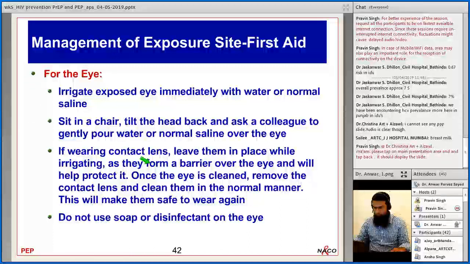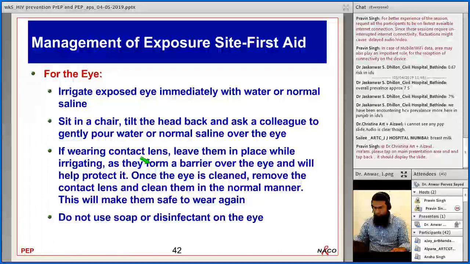Sit in the chair, tilt the head back, and ask the colleague to gently pour the water or normal saline over the eye. If wearing contact lenses, leave them in place at that time. Don't try to remove them, because while removing, you may cause some kind of injury, and that might be a portal for entry for HIV.